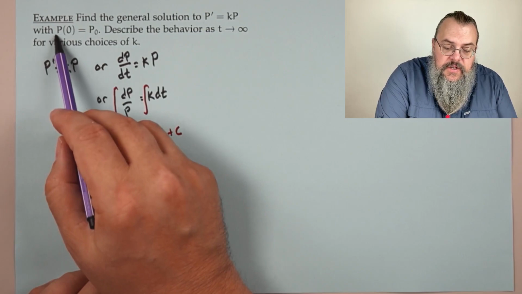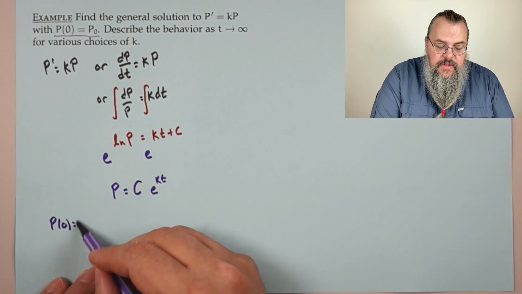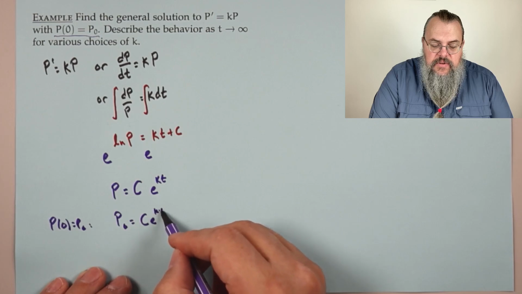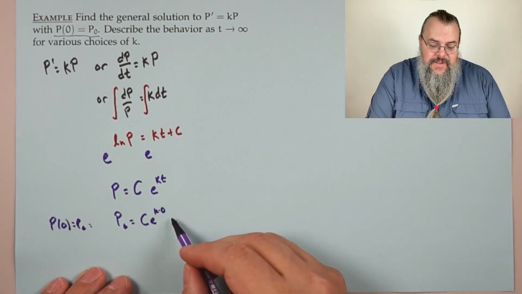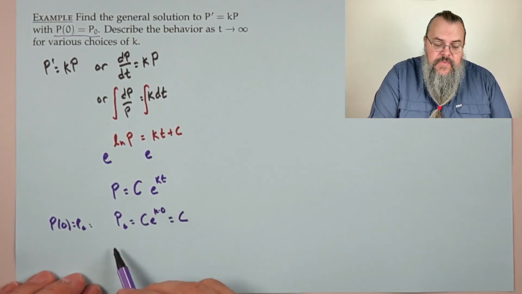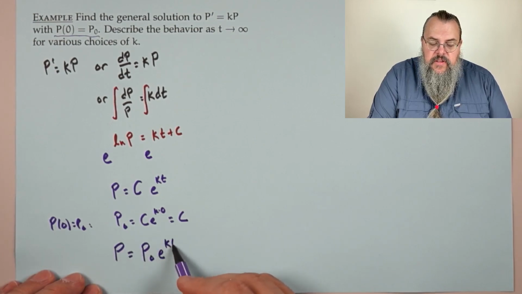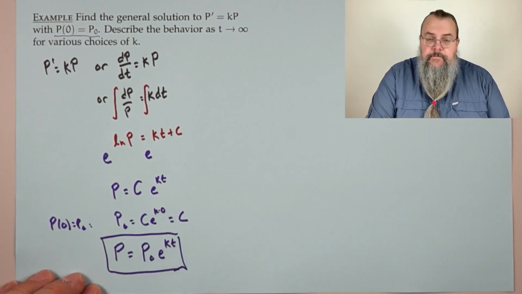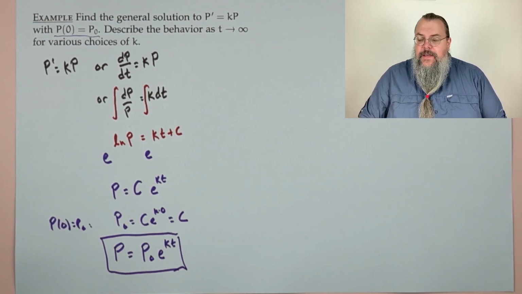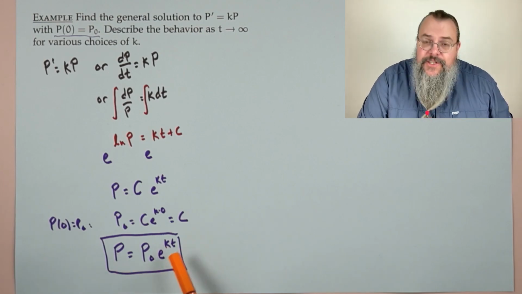Now remember, we do have an initial condition, so let's use that. p of 0 equals p0. That says p0 is equal to c e to the k times 0. Well, e to 0 is 1, so that's c. So now we know what c is, and we can plug that in, and we get that our population grows like the initial population times e to the kt. And there we go. Great. Now, that's the first sentence done. We have found the general solution.